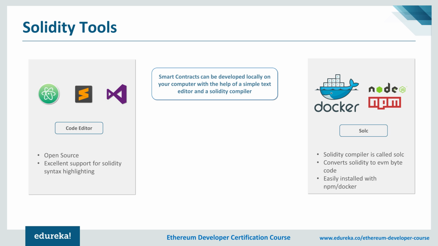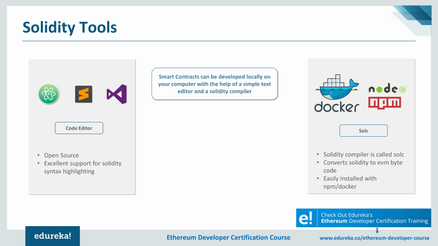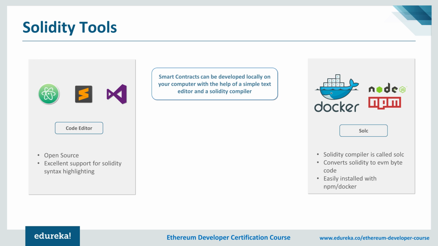So as with every language out there, you always need a text editor. Text editors like Atom, Sublime Text, and Visual Studio Code are excellent for Solidity as they have excellent support for Solidity syntax highlighting and source code editing. Above that, to actually compile your code locally, you need the SOLC compiler. Now this compiler can be easily installed with the use of Docker or the Node.js package manager known as NPM. So code editor and compiler go hand in hand and you're ready to go.